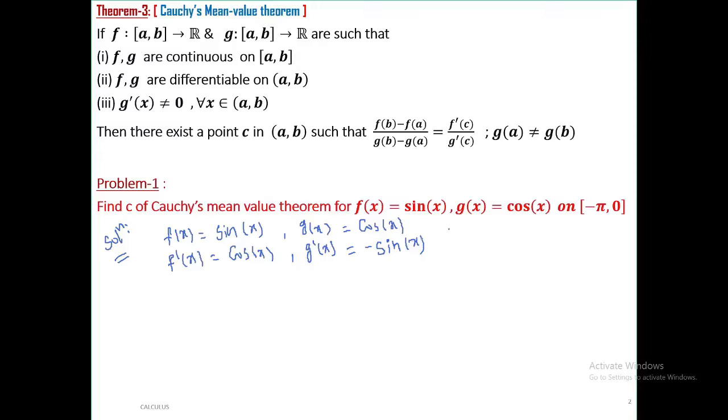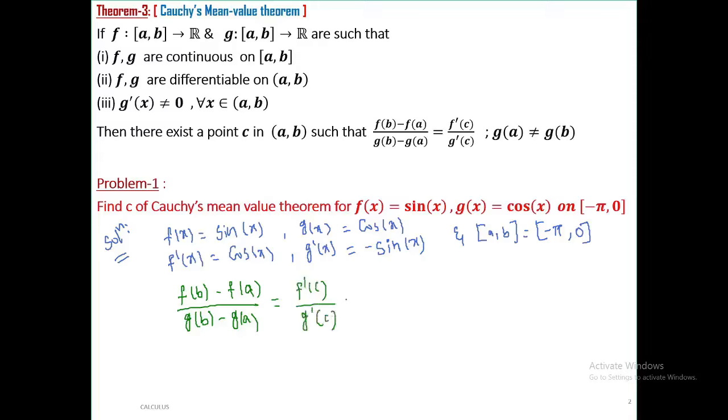Okay, and what is given? The interval is given. So closed interval a comma b, instead of this it is given minus pi comma 0. Therefore a means minus pi, b means 0. Okay, now let us apply the theorem. f of b minus f of a upon g of b minus g of a is equal to f dash of c upon g dash of c.